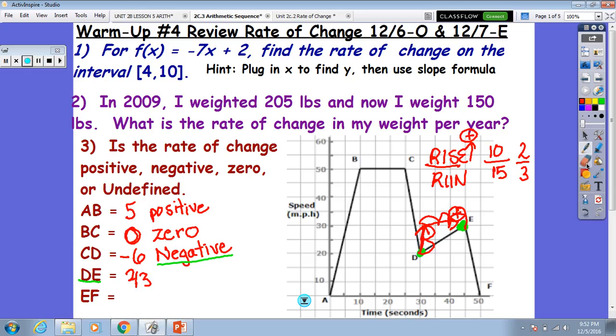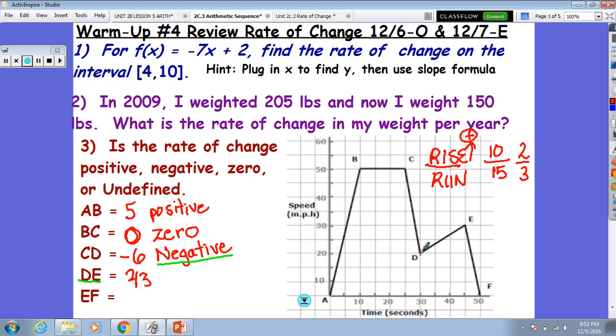And just by looking at the line, would you say this line is going up or going down? This line is going up as we look at it from left to right, which means this is a positive slope. We can also tell it's positive because our slope, the number 2 over 3, is a positive number.